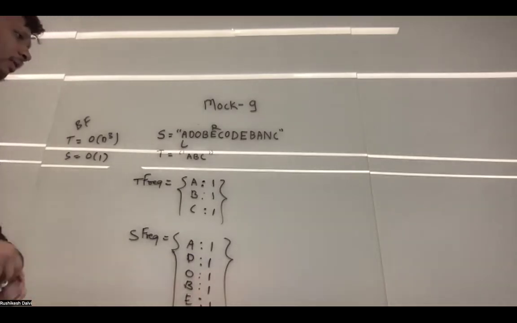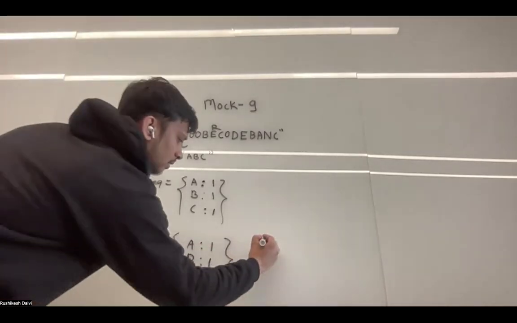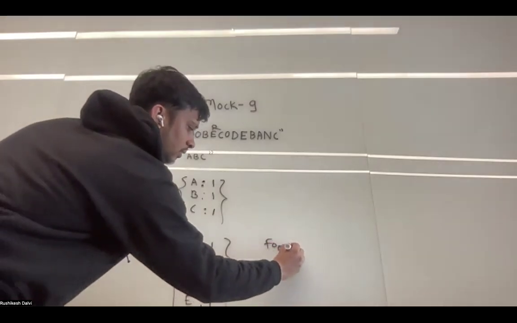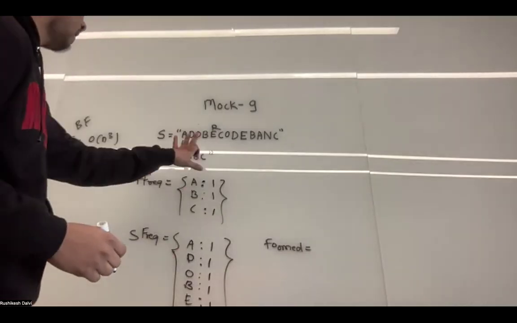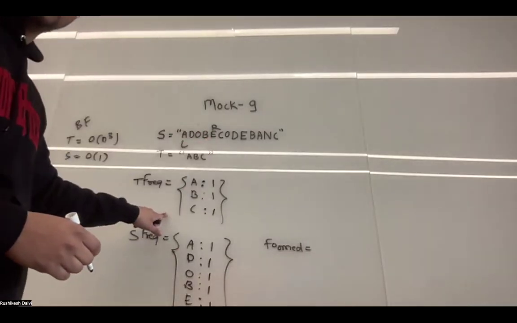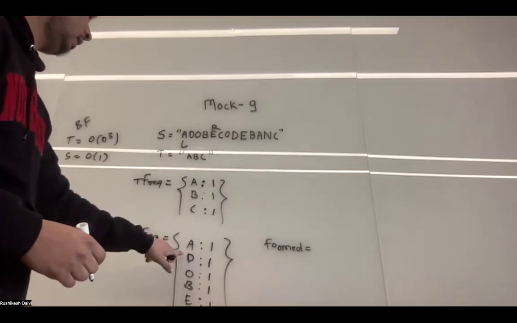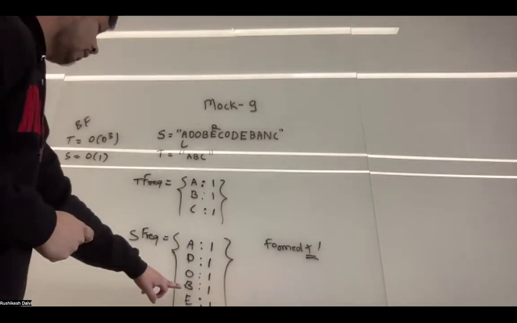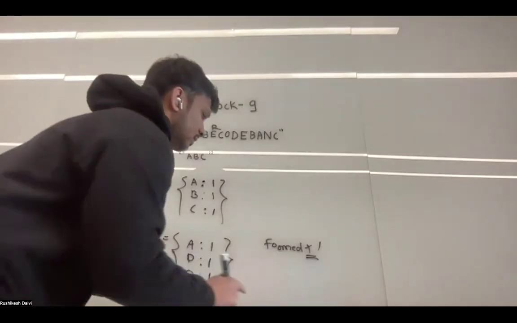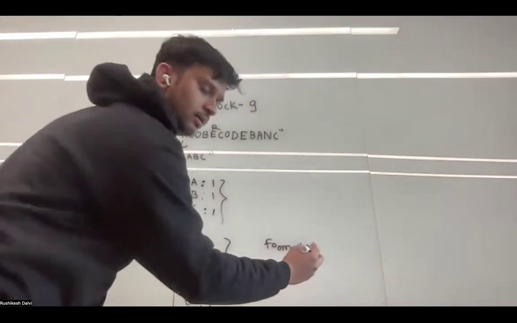Side by side, I can maintain one variable as, let's say, formed. Whenever I encounter a character that is inside my T frequency, so let's say when I was here, I found an A in my current window, so I will increase this by one. When I came to B, I will increase this again, it becomes two. I forgot to increase it side by side. Formed will be two.